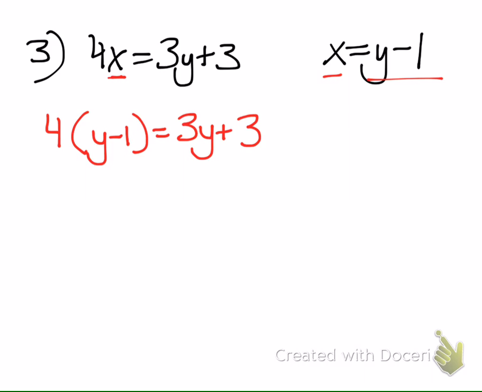First thing, I need to get rid of those parentheses, so I'll distribute that 4. 4 times y is 4y. 4 times negative 1 is negative 4. Equals 3y plus 3.